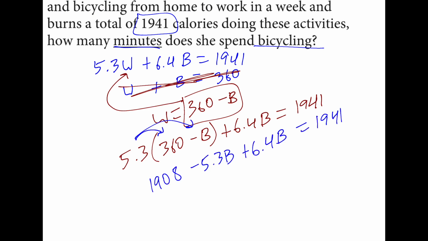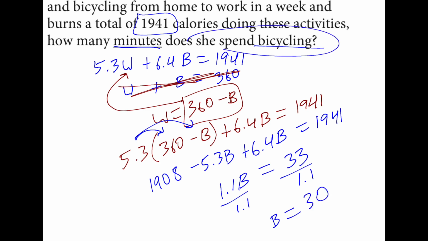Then I'll combine like terms. I have 1.1b, and I'll subtract 1908 from both sides. So I get 33. Then I'm going to divide everything by 1.1. And that's how I get 30. For B, which is minutes biking.